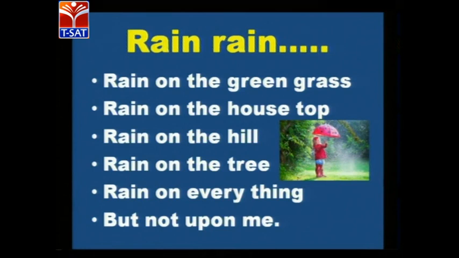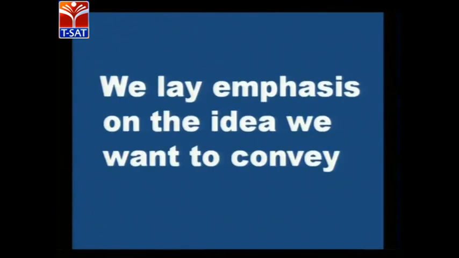Here, the author used "rain on" several times at the start of each sentence. See, it gives a sort of pleasure. It gives a sort of rhythm. It enables me to remember it very well. People can memorize it very well. Small kids memorize it and easily grasp this, and they derive pleasure while singing this type of rhymes. Also we lay emphasis on the idea we want to convey by using anaphora.